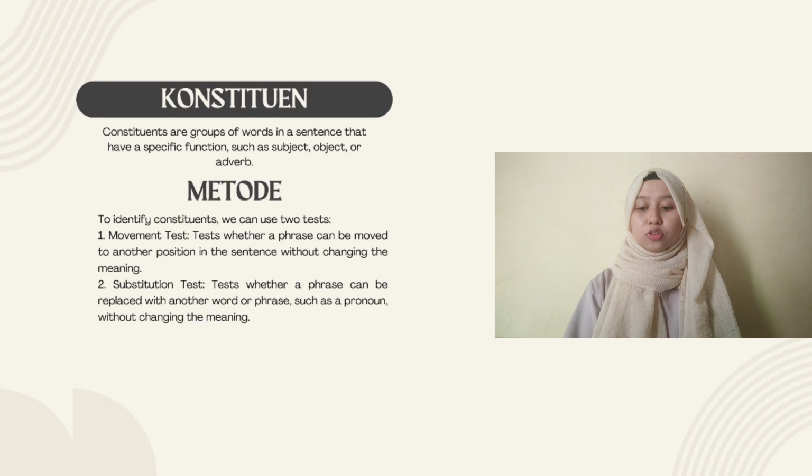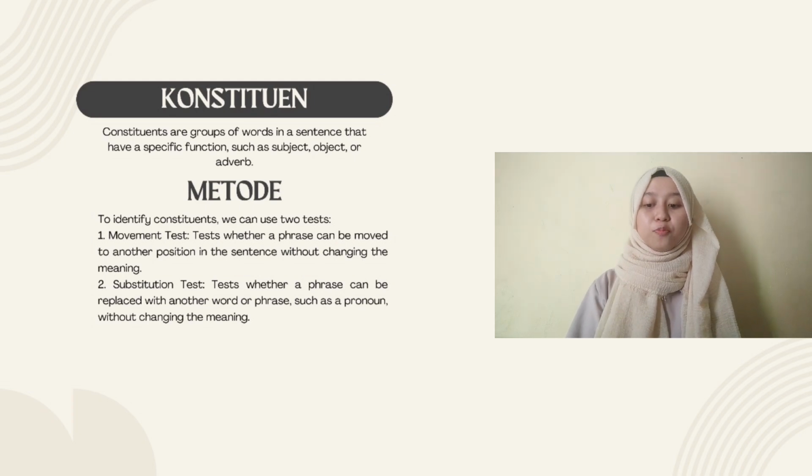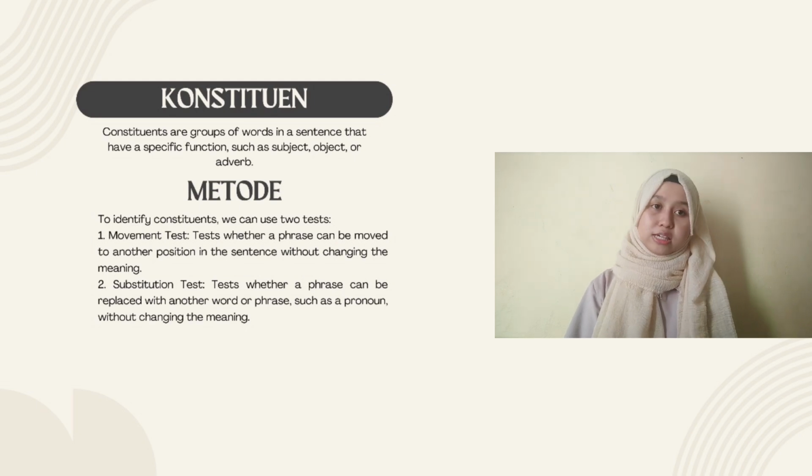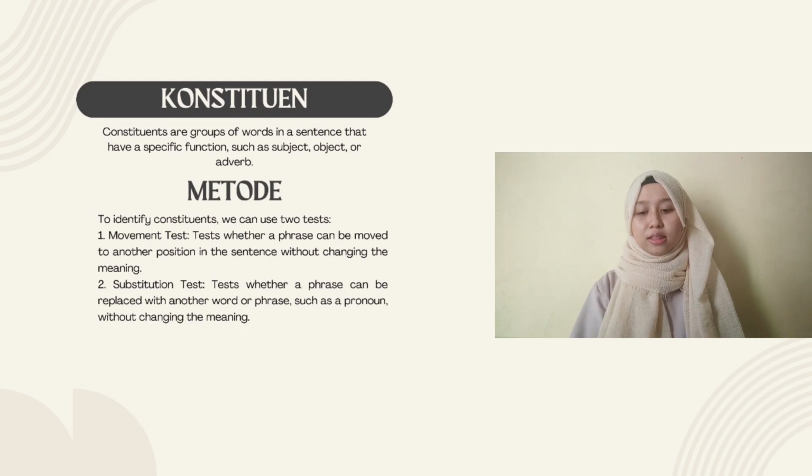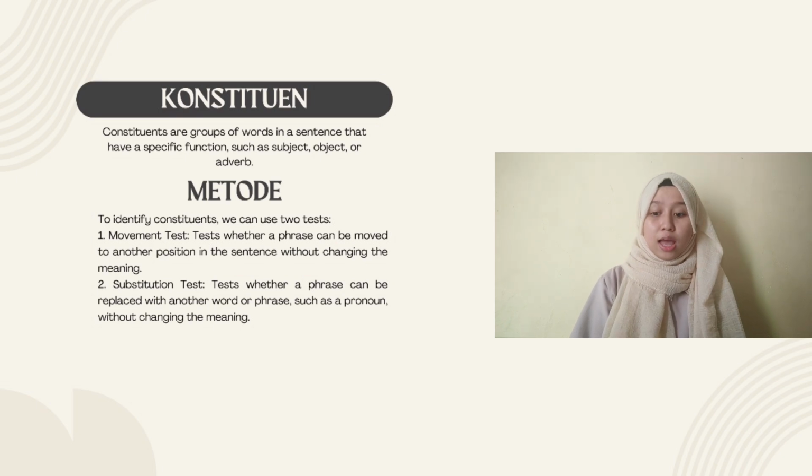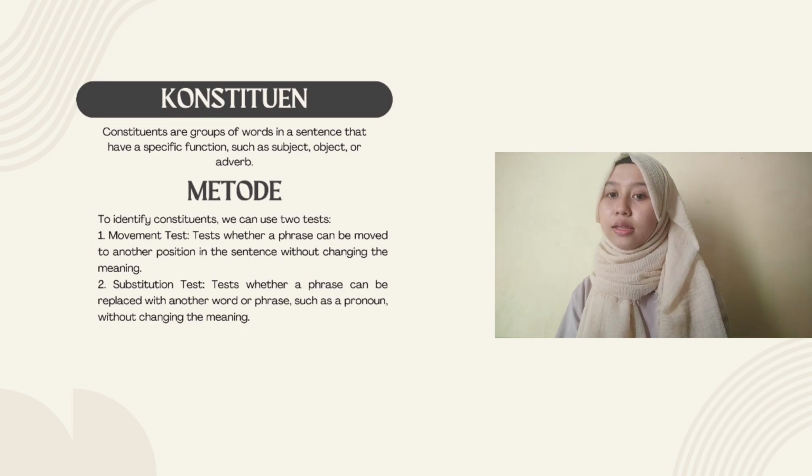Next, the methods to identify constituents: we can use two tests. The first test is the movement test. The movement test checks whether a phrase can be moved to another position in the sentence without changing the meaning. The next test is the substitution test. The substitution test checks whether a phrase can be replaced with another word or phrase, such as a pronoun, without changing the meaning.